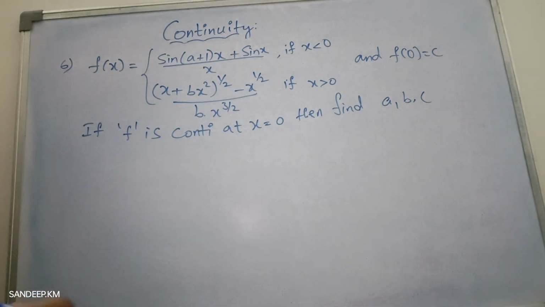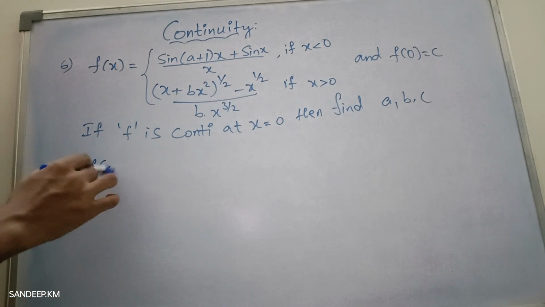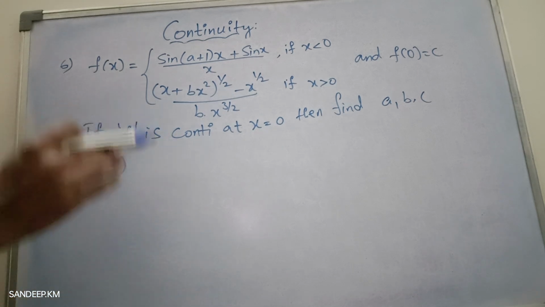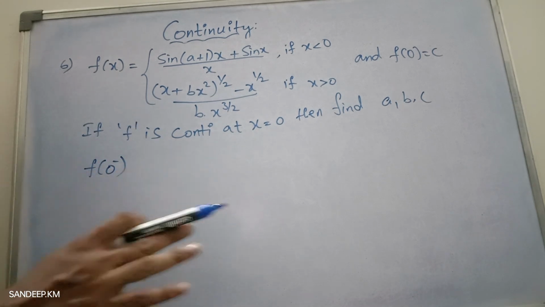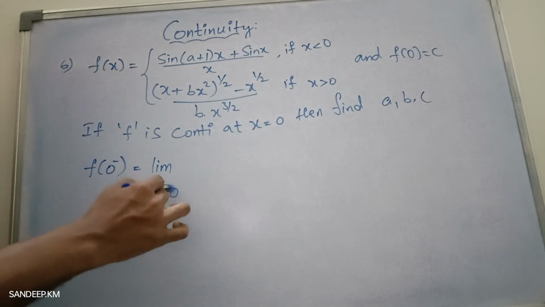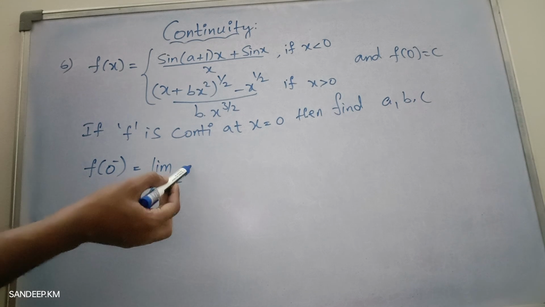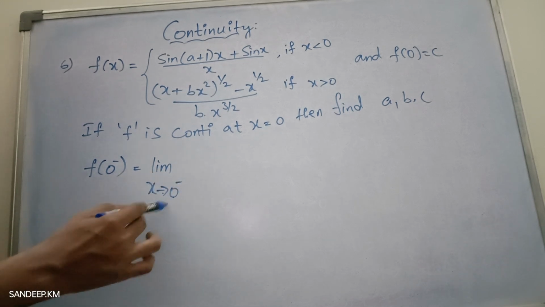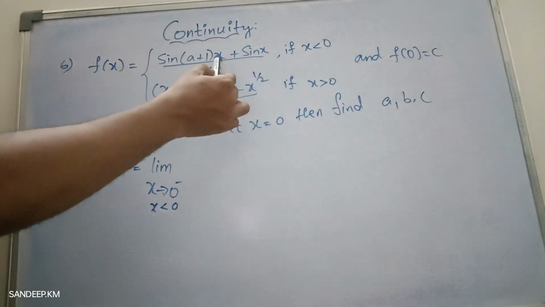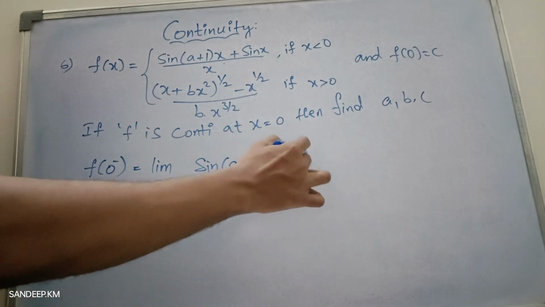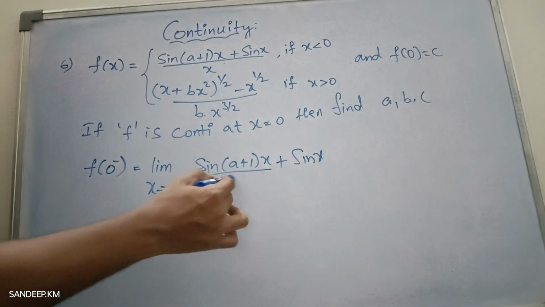So first of all, since the function is continuous at x is equal to 0, let me find the left hand limit, f of 0 minus. Observe, dear students, if you have practiced the limits chapter once again, obviously finding all these limits will be very easy. There is no doubt in that. So what is it? Limit x approaches 0 minus f of x. And what is f of x? Since x is approaching 0 from the left side, x is less than 0. And since x is less than 0, instead of f of x, what will I write? Sine of a plus 1 into x plus sine x, and let me separate the common denominator here and here.